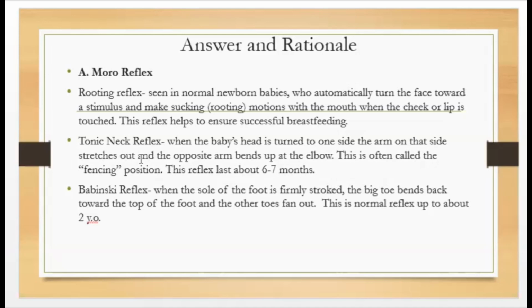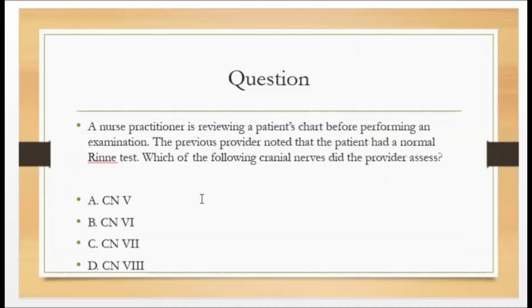A nurse practitioner is reviewing a patient chart before performing an examination. The previous provider said the patient had a normal Rinne test. So where do we have the Rinne test? What are we checking for with the Rinne test? The Rinne test is usually used for what? Acoustic, which is your eighth cranial nerve. Acoustic nerve.